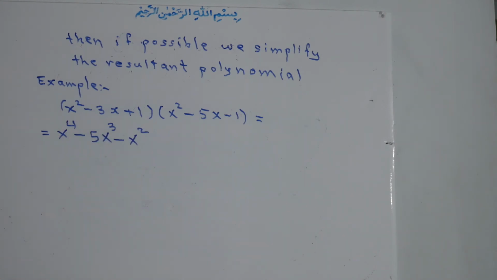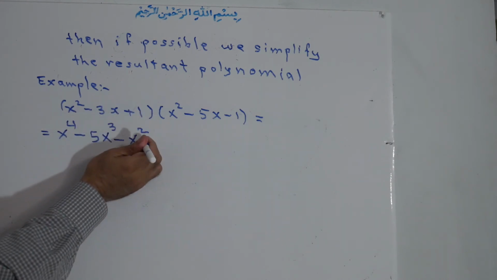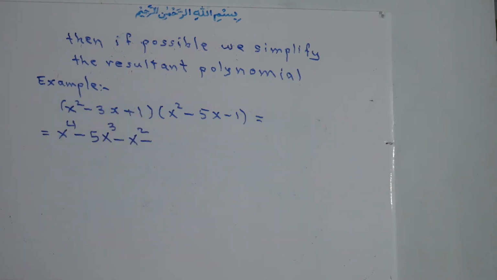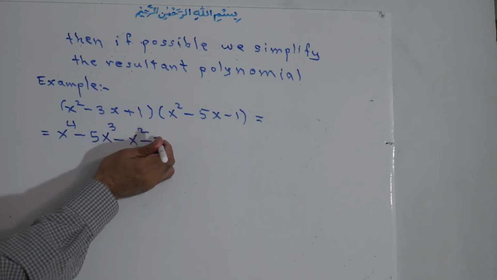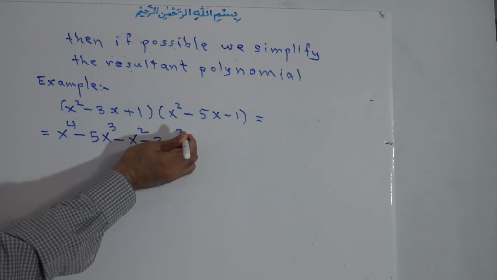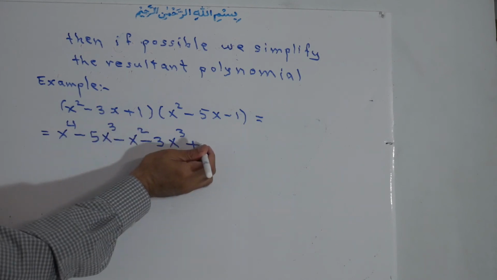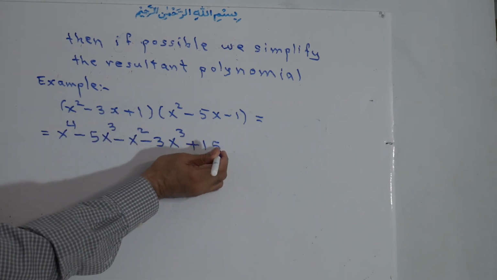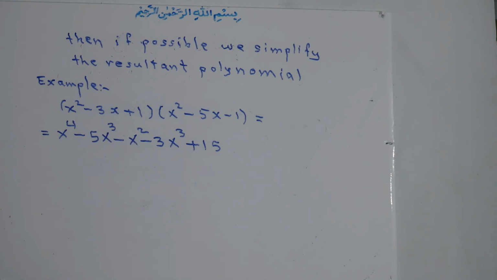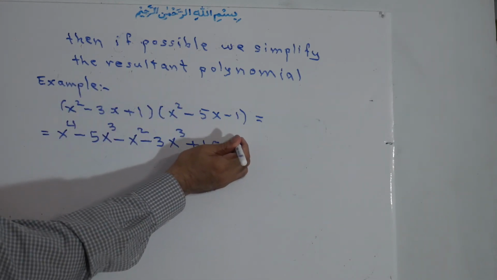This is finished, then we take the second one, minus 3x. Negative times positive is negative. 3 times 1 is 3, x to the power of 1 and x to the power of 2, x to the power of 3. Then negative times negative is positive. 3 times 5 is 15, x to the power of 1, x to the power of 1. The variable that doesn't show a power, its power is 1, so 1 plus 1 is x to the power of 2.